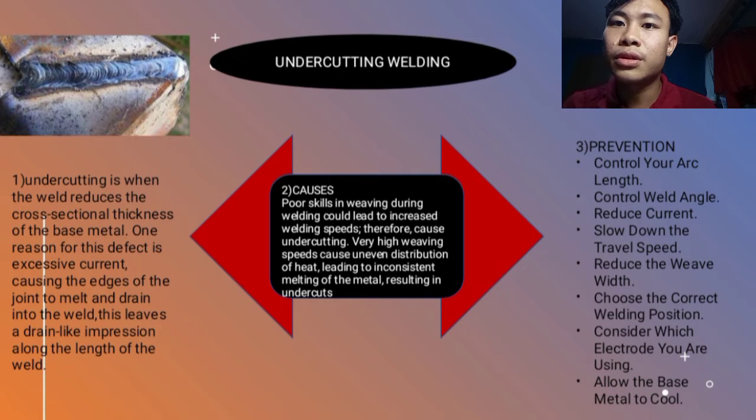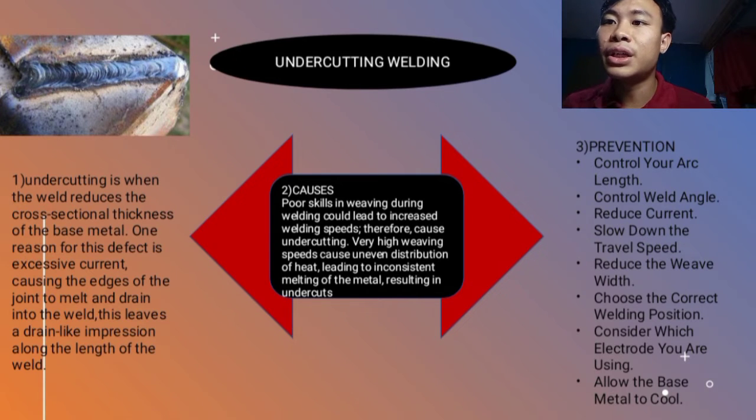Two, causes: poor skill in weaving during welding could lead to increased welding speed, therefore causing undercutting. Very high weaving speed causes uneven distribution of heat, leading to inconsistent melting of the metal, resulting in undercuts.